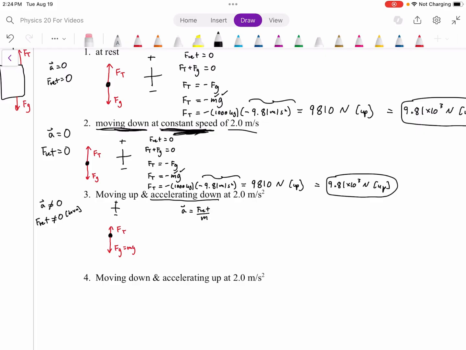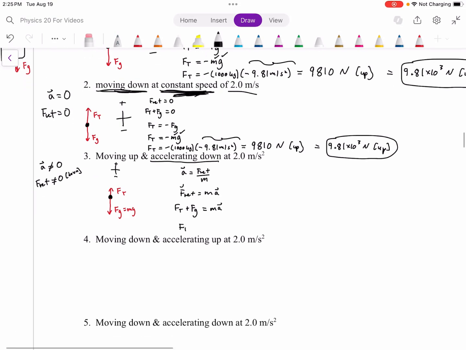So now we can't say F net equals 0, but we can always say F net equals mass times acceleration, right? And still, what is F net? Well, it's the sum of all forces, right? And we still just have the same two forces. They're no longer the same size is all that's different. So Ft plus Fg has to equal mass times acceleration. And therefore, our force of tension will equal ma minus Fg.